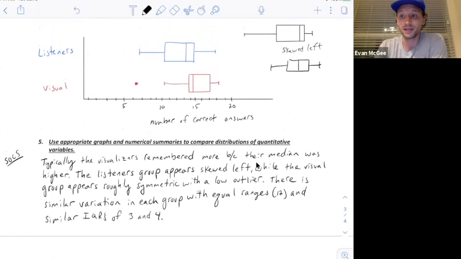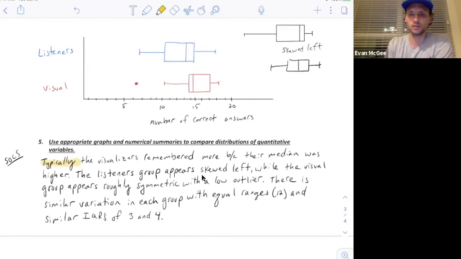Okay, so I've compared SOX, which is shape, outliers, center, and spread. I want you to make sure you're used to seeing "typically." So compare the centers. Which one tends to be higher, is typically higher? The visualizers remembered more because their median was higher. So now you have a measure of center. Your measure is median. Compare their medians. This one is obviously higher, so they typically remembered more in this group.